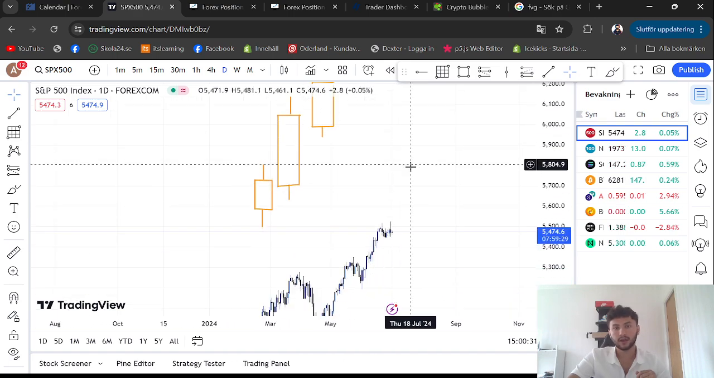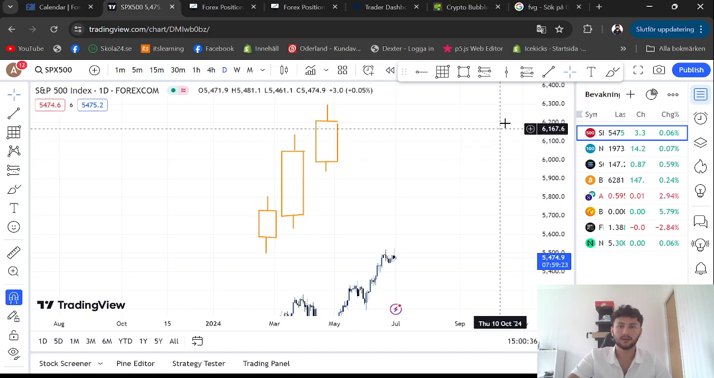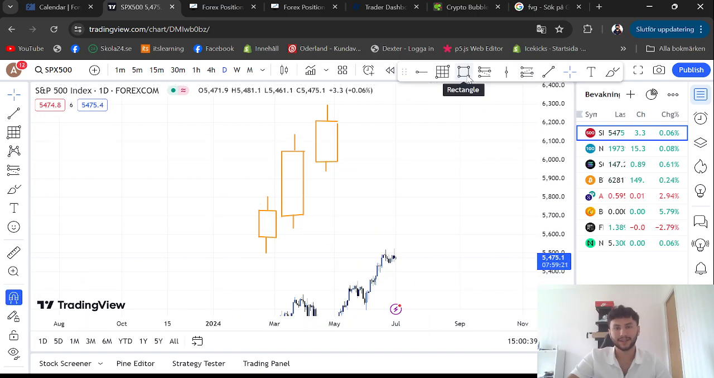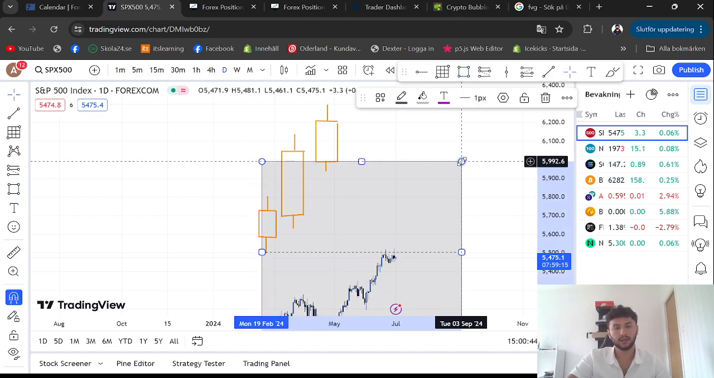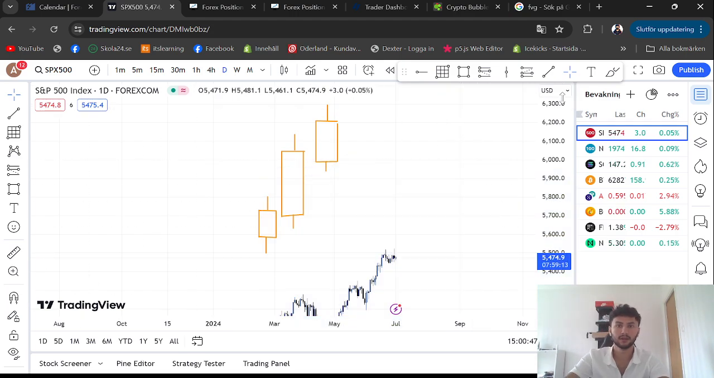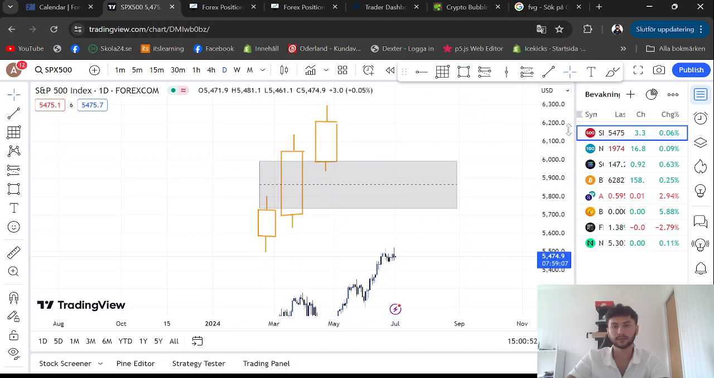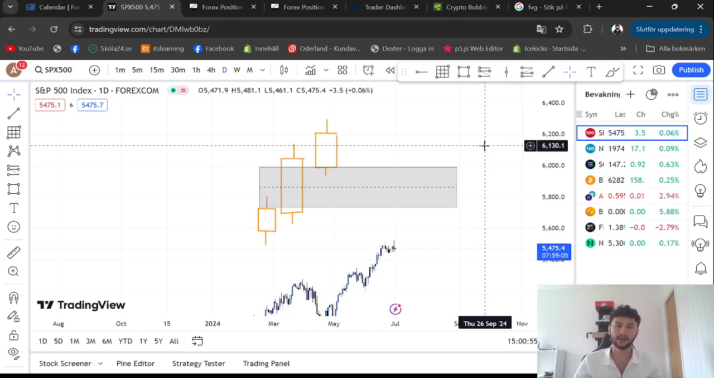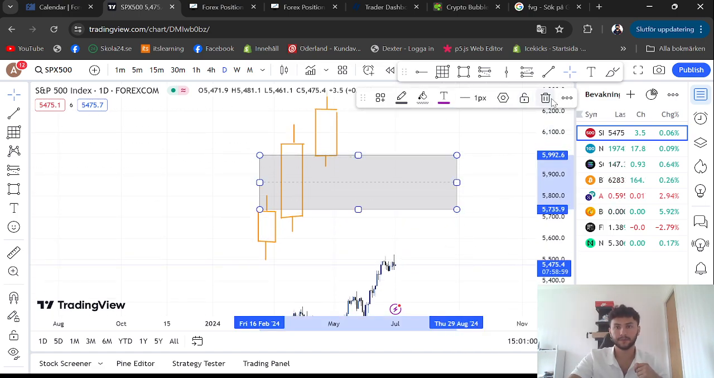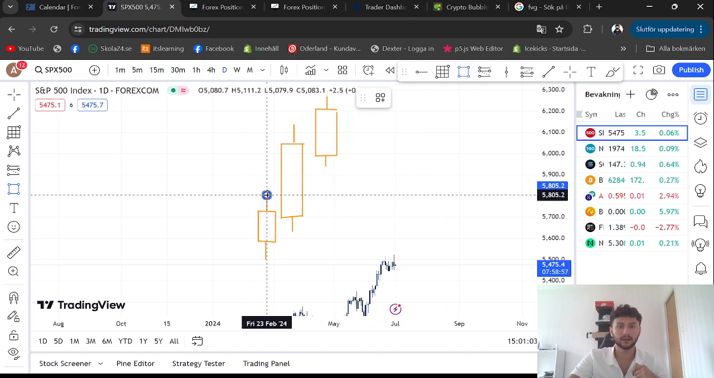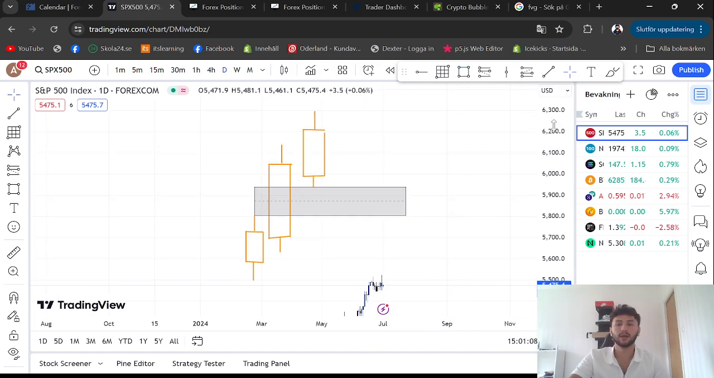So now, when it comes to how you mark fair value gaps, there are a few ways that you could mark a fair value gap. I mean, there's only one way. If you were to mark it like this, from there to there, that's wrong. We mark the fair value gap from the top of this candle to the bottom of this candle over here. This is how we mark a fair value gap.